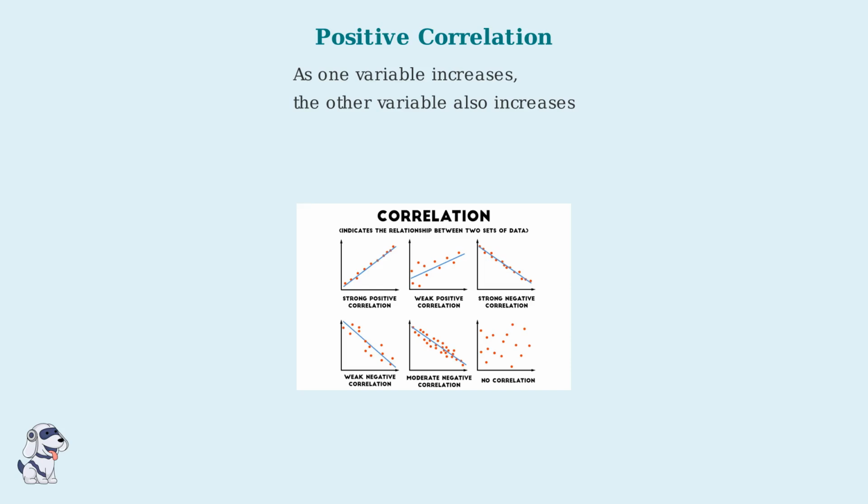Here we can see examples of positive correlations. Notice how in the strong positive correlation, the points form an upward trending line. In the weak positive correlation, the points still trend upward, but are more scattered.